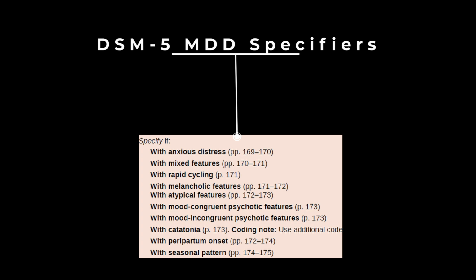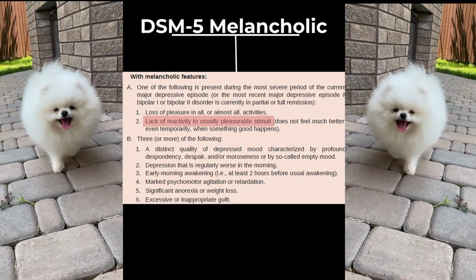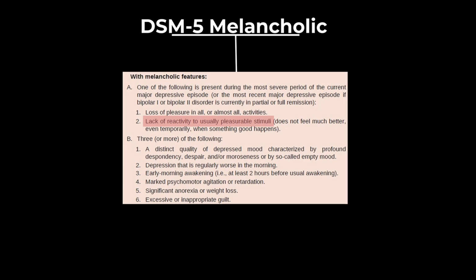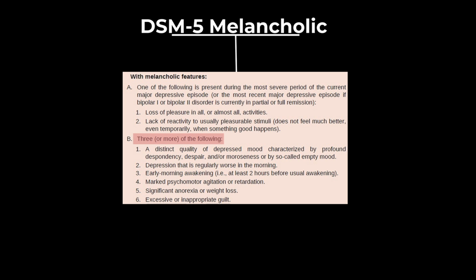So the criteria for melancholic features: 1 is loss of pleasure, so it's focused on the anhedonia, and 2 is lack of reactivity, referring to the lack of mood reactivity. That means if something good happens, this person's mood doesn't cheer up. If a puppy walks in the room or the person's child comes and says, hey, I got a promotion, this person's still going to look really dysphoric. And then 3 or more of the following symptoms: complete despondency, depression worse in the morning, early morning awakenings, marked psychomotor agitation or retardation, significant anorexia, and excessive guilt.